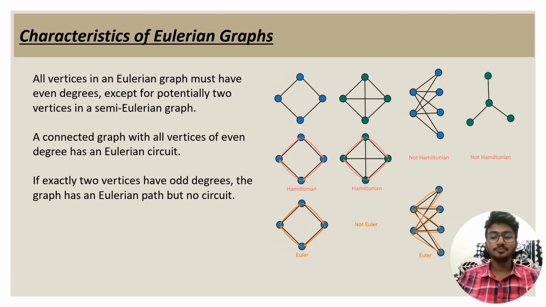Characteristics of Eulerian graphs. All vertices in an Eulerian graph must have even degrees, except for potentially two vertices in a semi-Eulerian graph. A connected graph with all vertices of even degree has an Eulerian circuit. We can also call it an Eulerian circuit. If exactly two vertices have odd degrees, the graph has an Eulerian path but no circuit. There is no circuit. Here are some examples of it.